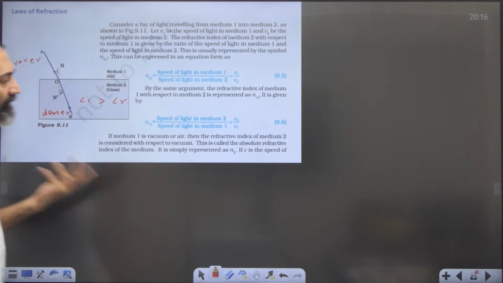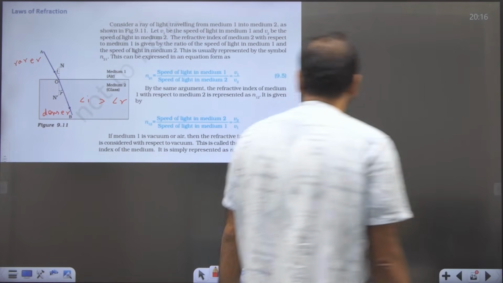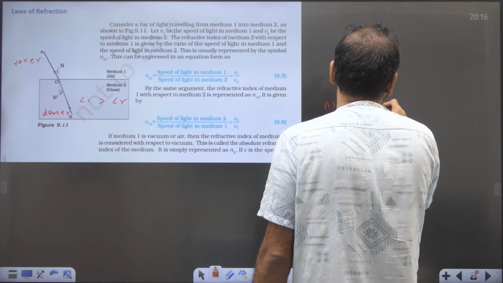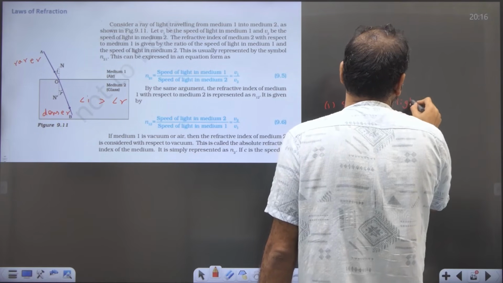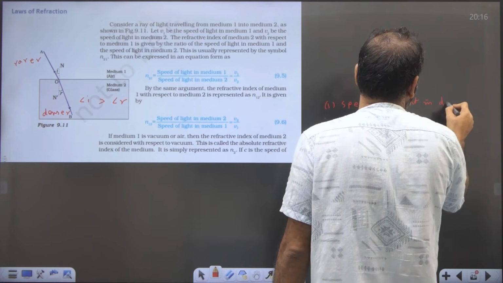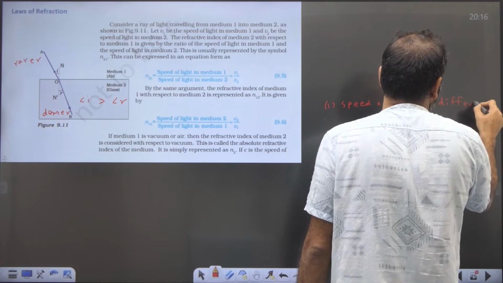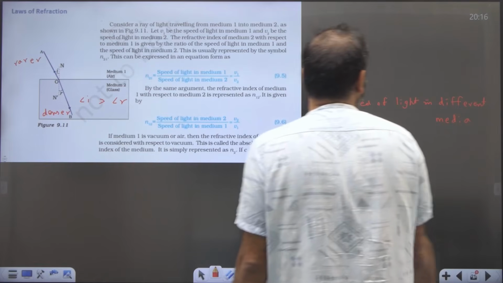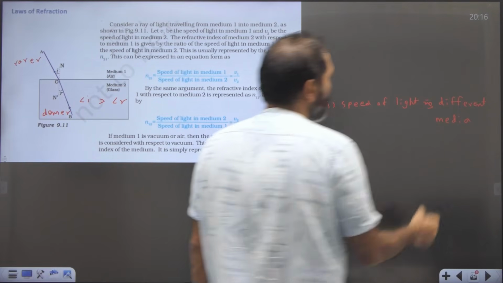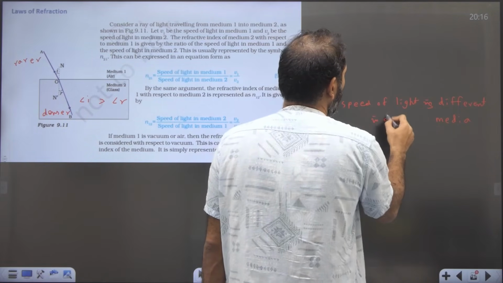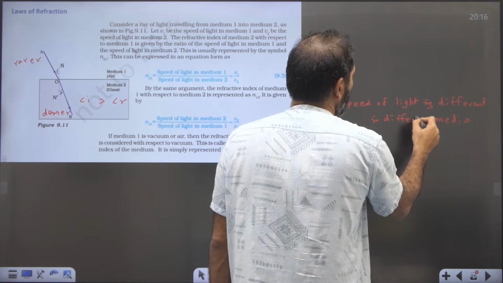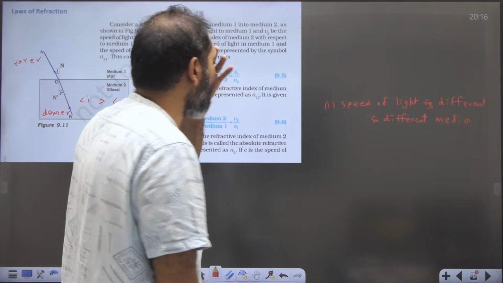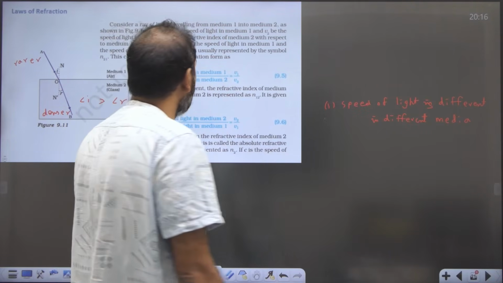Now, what is the reason for refraction? There are two reasons. Speed of light is different in different media. That is the reason behind refraction.